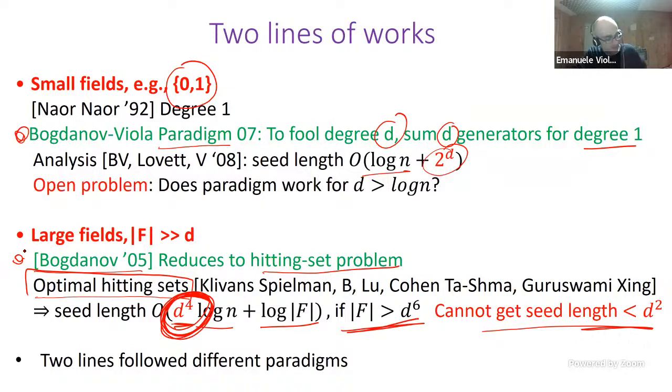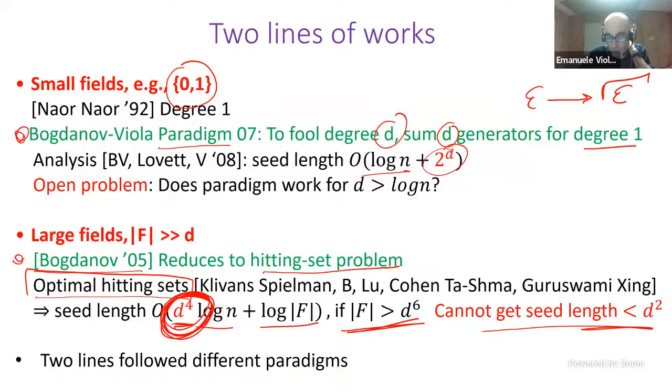And yeah, so go ahead. A very silly question on the small field construction. If you only sum up d generators, why do you need 2 to the d seed length? Is it because of the error? Yes, thanks. So the error goes from epsilon to square root of epsilon every time that you apply this. So that's the problem. And actually, a fantastic question, in my opinion.